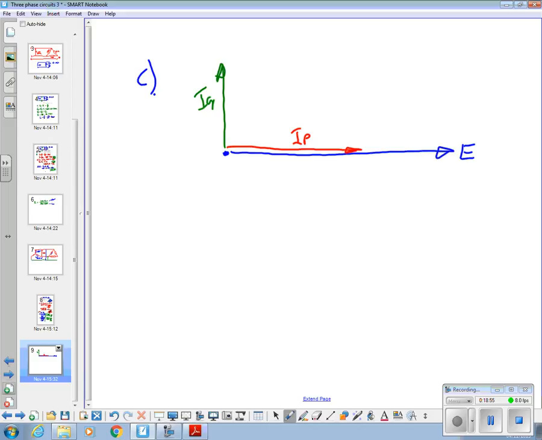And the line current comes from I line. Yeah. And what do we know about this angle in here from the question? Because that's what it's asking for. What's the phase angle between the line voltage and the line current?